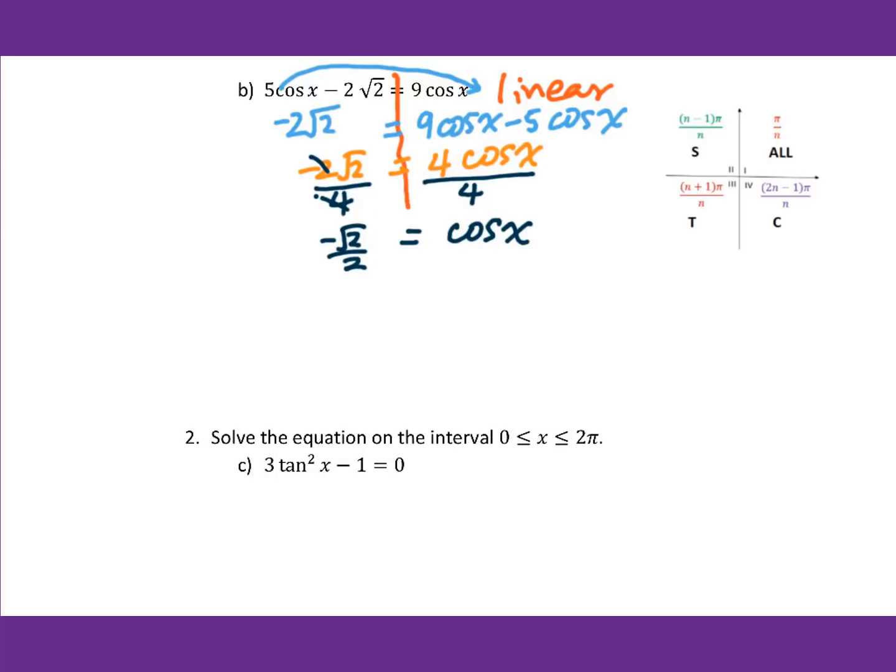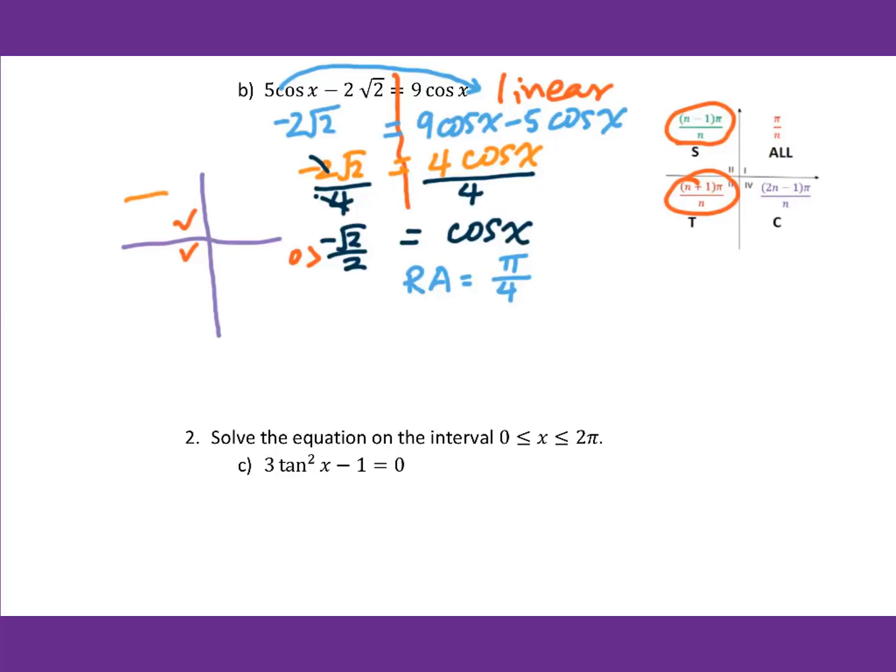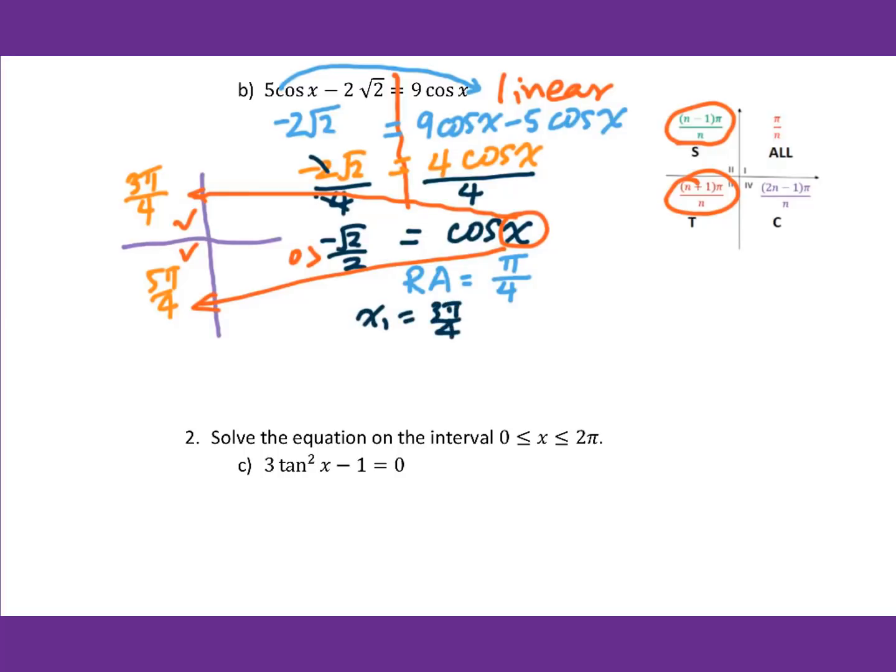Then we go to the reference angle. This will be pi over 4. Since cosine is negative, therefore we go to the second and third quadrants. Then use this pattern, write down the angle. That will be 3 pi over 4 and 5 pi over 4. Then we need to check the angle. This is x. So x equals these two angles. You will get x1 equals 3 pi over 4 and x2 equals 5 pi over 4.